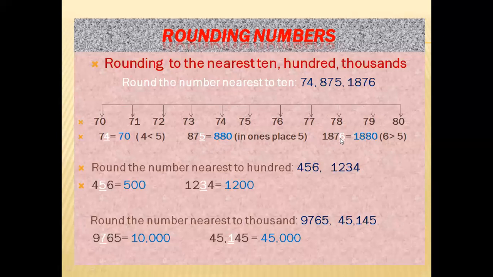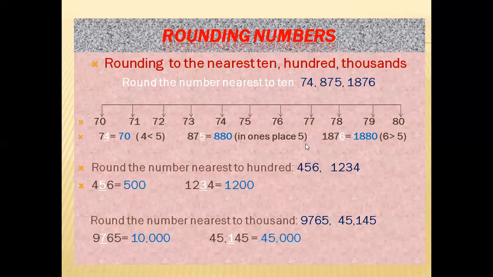1876. Which digit is in the ones place here? 6 is there, and that 6 is also greater than 5. When a digit of 5 or greater is there, it changes to the next number. Here the 7 in the tens place changes to 8. The hundreds and thousands places remain the same. So 1876 changes to 1880.